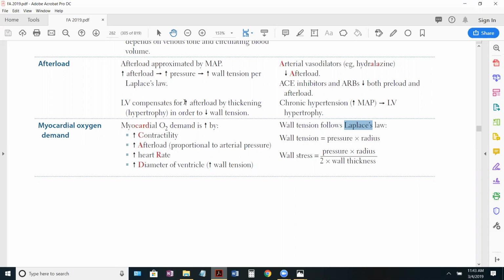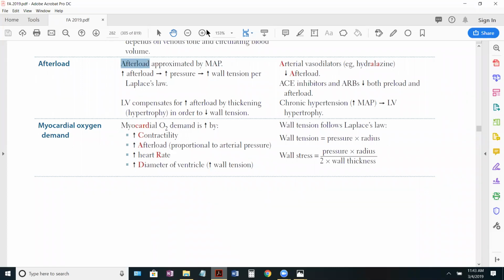So when you have more resistance, the heart will become hypertrophied to overcome that resistance. Okay. Right. So what are the arteriolar vasodilators? Arterial vasodilators are hydralazine, and they decrease the afterload. Hydralazine is a very quick acting blood pressure reducer. Look at here. We are reducing the pressure by reducing the afterload.